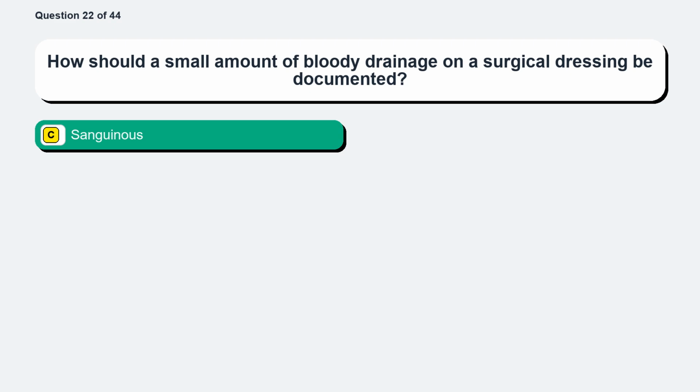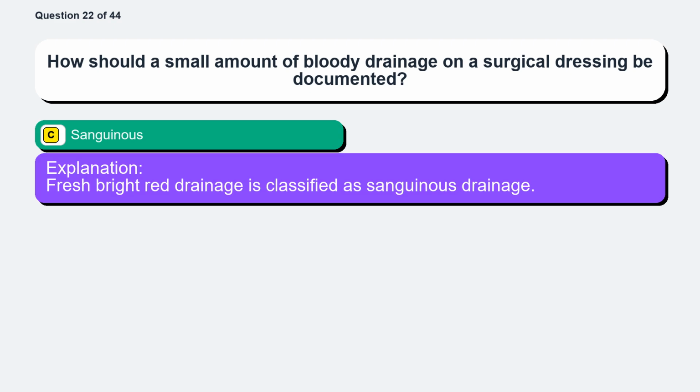The correct answer is option C, sanguinous. Fresh bright red drainage is classified as sanguinous drainage.